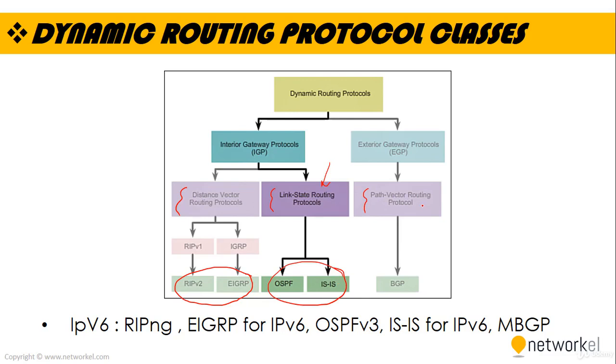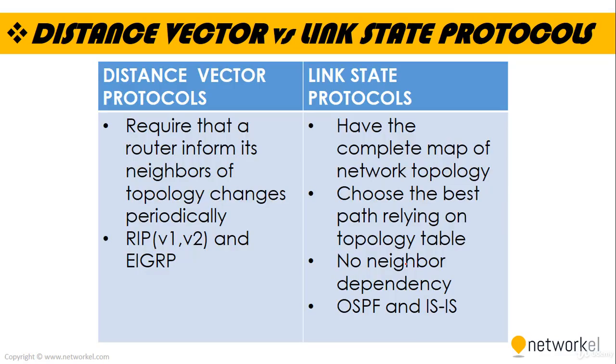And let's go ahead with the path vector routing protocols. Route information is used to determine the best routes. Similar to distance vector, routers do not have a network map in path vector routing too, and BGP is the only path vector routing protocol.